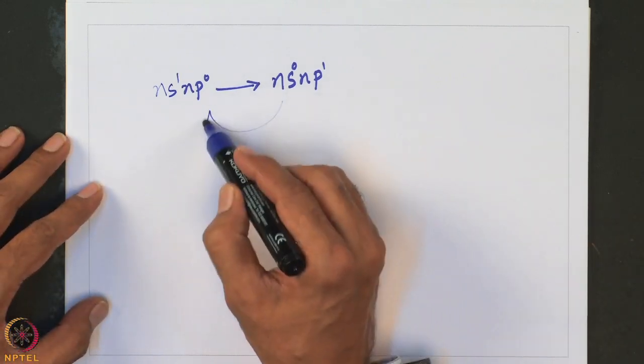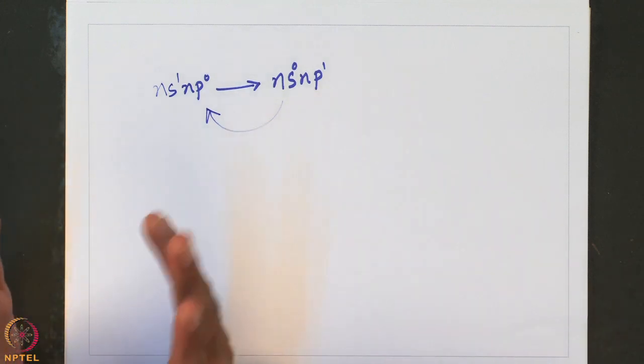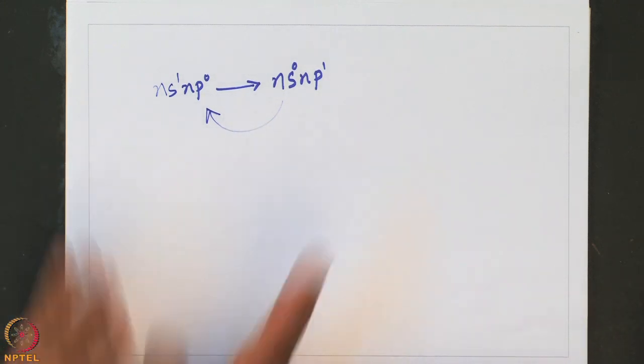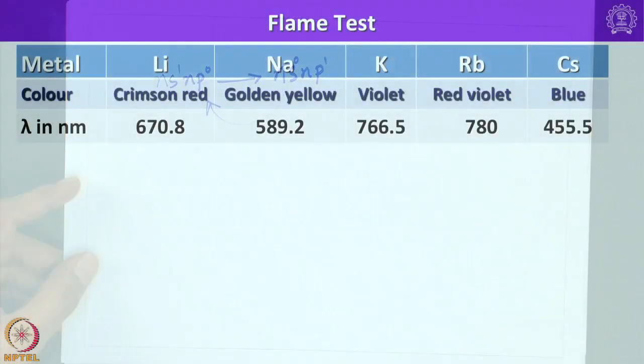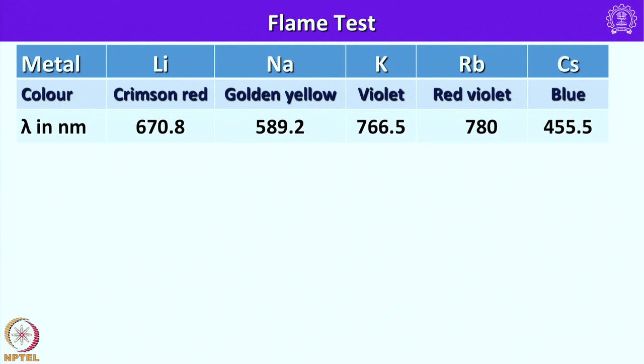So, when it comes back, it emits in the visible region, and depending upon what electromagnetic radiation it emits, that color is shown by these ions. This is called the flame test. In the flame test they give a characteristic color. Lithium will impart crimson red color and the wavelength is 670.8 nanometer, and sodium imparts golden yellow color and its wavelength is 589.2, and potassium imparts violet color, 766.5 is the wavelength, and rubidium shows red violet color and the wavelength is 780 nanometer, and cesium shows blue color and the wavelength is 455.5.